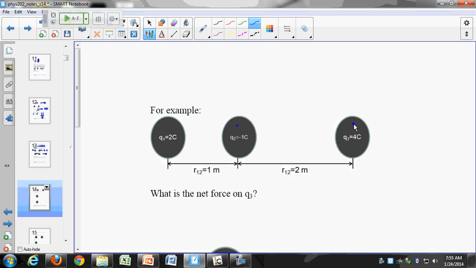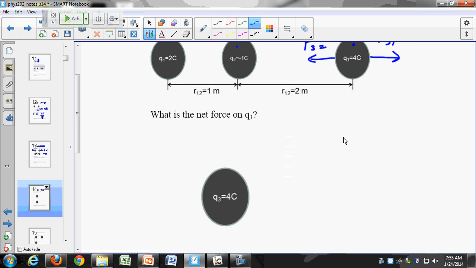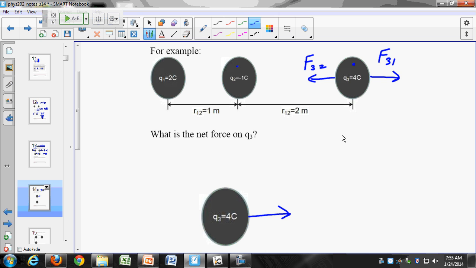Right, it's going to be to the left because opposite charges attract. This is the force on particle 3 due to particle 2. What about the direction of the force due to particle 1? It's going to be to the right. That's the force on particle 3 due to particle 1. So I have two forces acting here, F31 and F32. If I want to know the net force, I just find the magnitude of those two forces using Coulomb's law, and then I can take the vector sum of them.